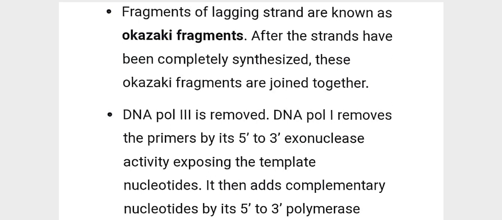Fragments of the lagging strand are known as Okazaki fragments. After the strands have been completely synthesized, these Okazaki fragments are joined together.